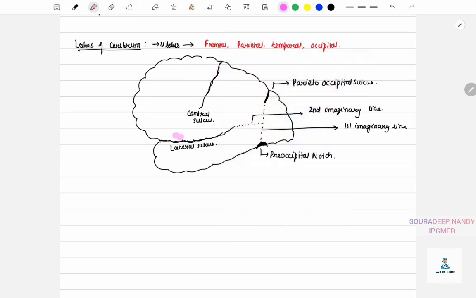Anterior to the central sulcus and above the lateral sulcus, there is the frontal lobe. Now come to the parietal lobe. Posterior to the central sulcus, superior to the lateral sulcus and the second imaginary line, and anterior to the parieto-occipital sulcus, there lies the parietal lobe. Now coming to the occipital lobe. Posterior to the parieto-occipital sulcus and the first imaginary line lies the occipital lobe.